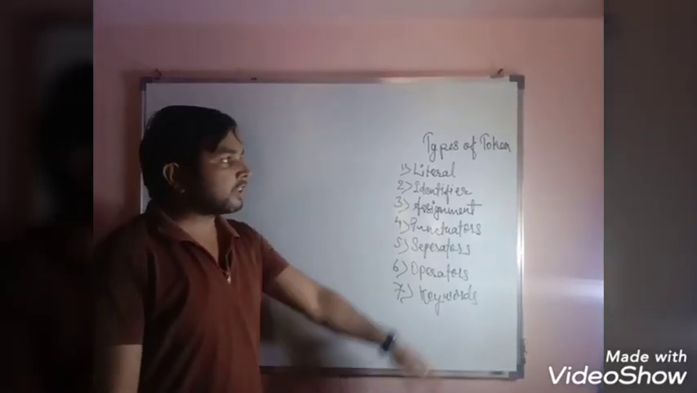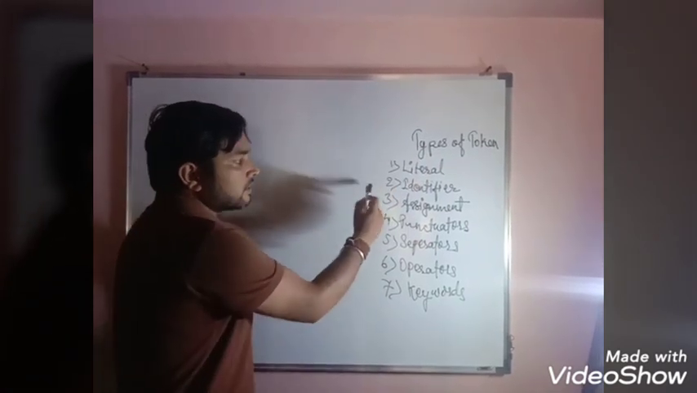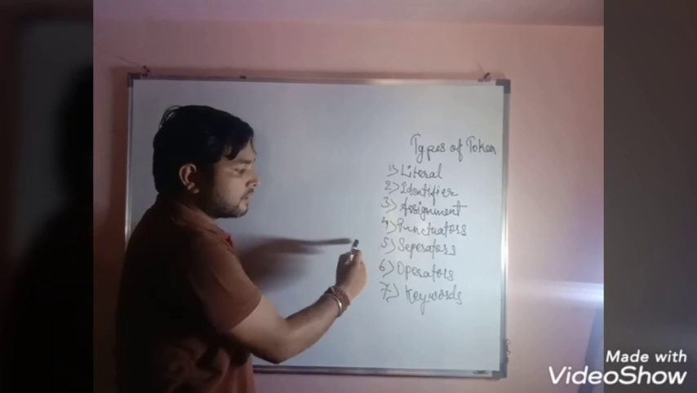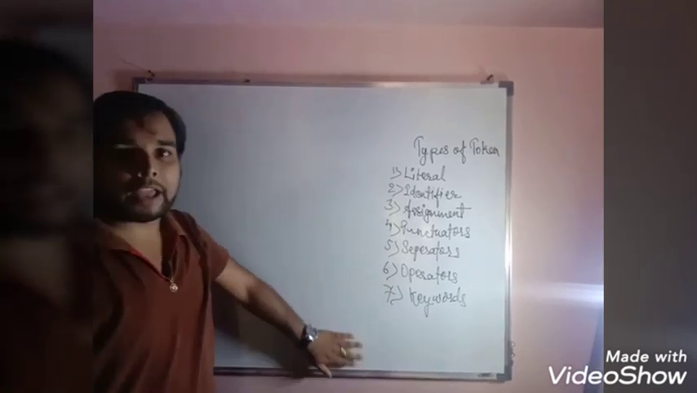Students, we are learning about the types of token. So there are different types of tokens. Here: literals, identifier, assignment, punctuators, separators, operators, and keywords. These are all the types of token.